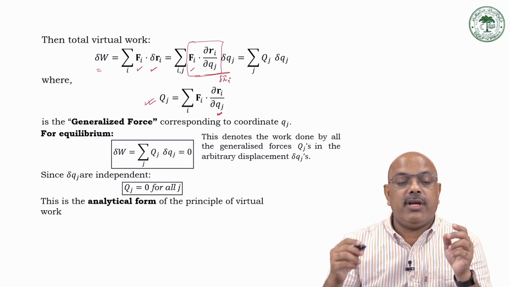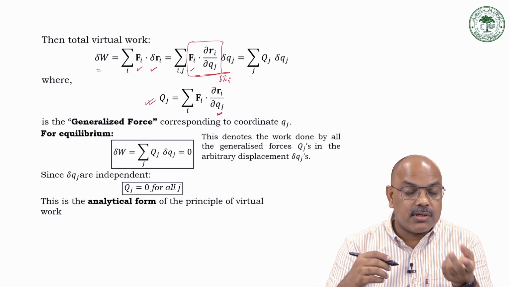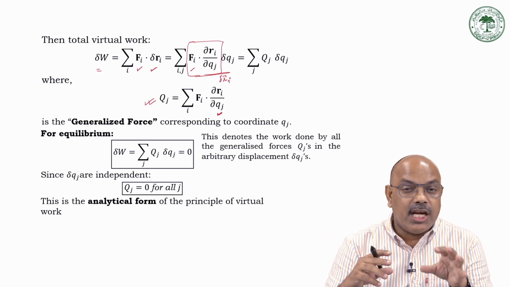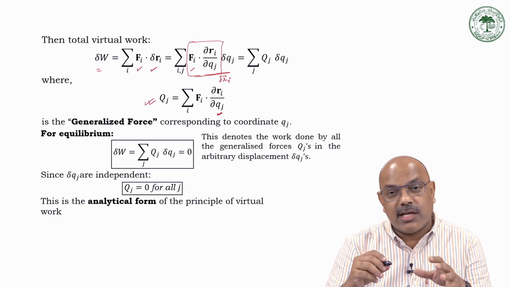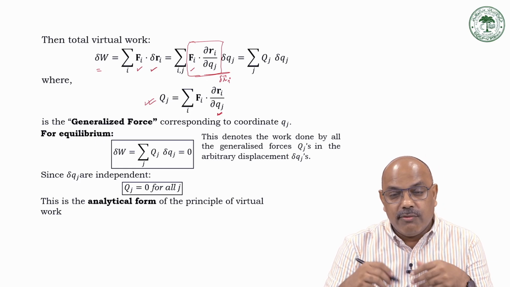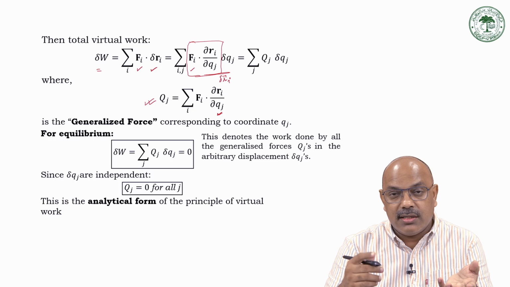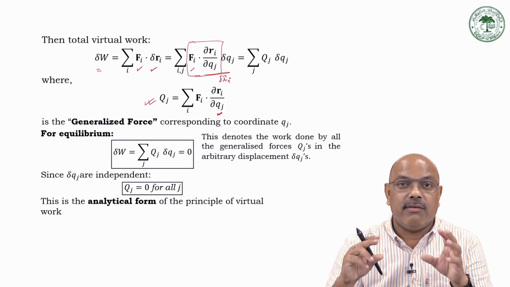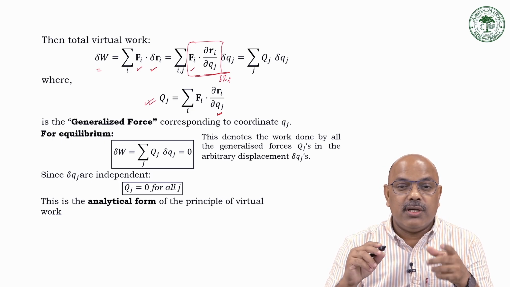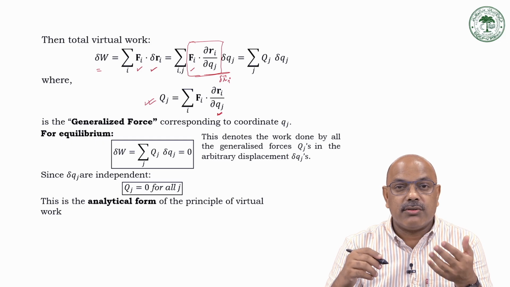But for static equilibrium, that means whatever forces are acting on the system, overall the forces are going to be zero, so that the system is not moving, the velocity is zero. So the work done for equilibrium is going to be zero.